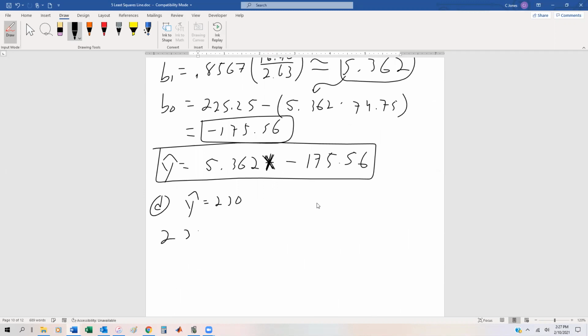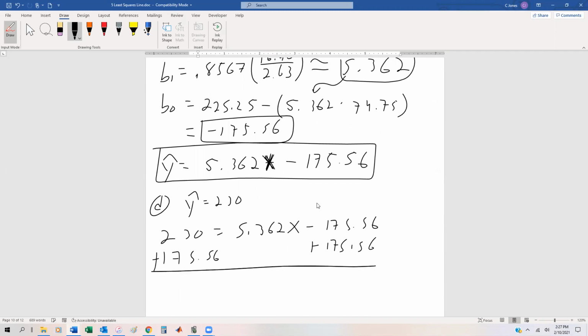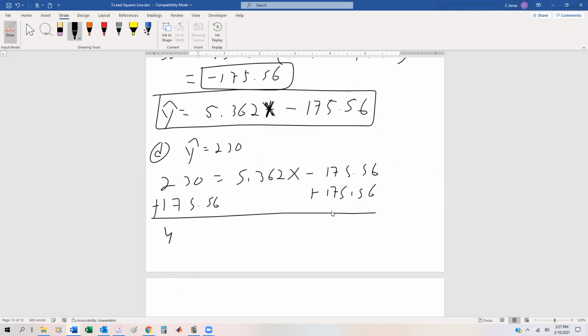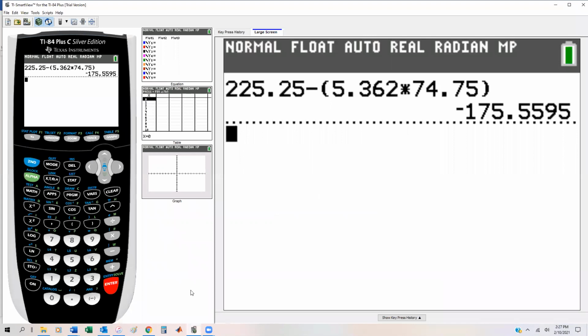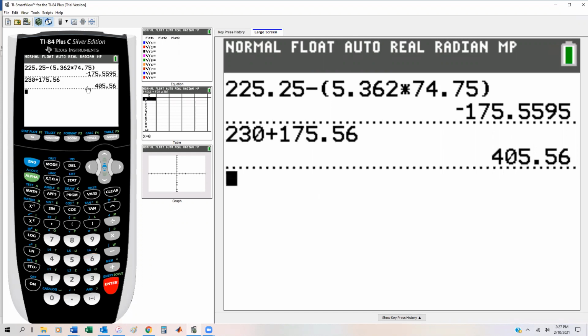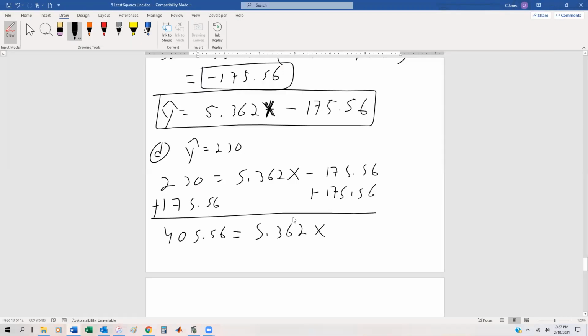And so we're going to get 230 is going to be equal to 5.362x minus 175.56. And to solve this, just like a regular linear equation, we're going to add the 175.56 to both sides. So ultimately, that's going to give us 405.56. Okay. And if you don't trust me, of course, you just go into your calculator and you can add the 230 plus the 175.56, and that gives you 405.56. So just making sure everybody knows where I got that from.